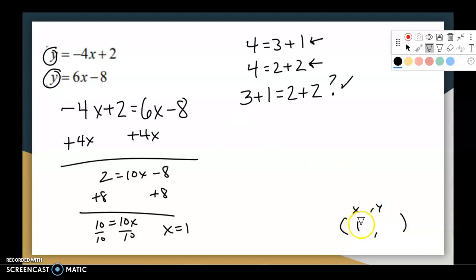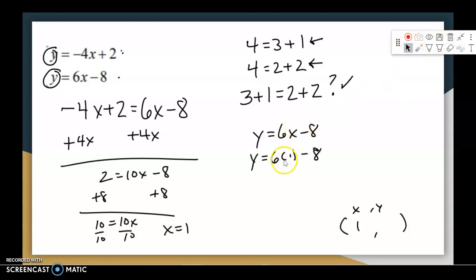Well, I can get y by just taking x and plugging it into one of these two equations. Doesn't matter which one. So I'm going to plug it into the bottom one because it looks a little easier. So y I know is equal to 6x minus 8. I'm going to put 1 in there. Whoops. Sorry, folks.